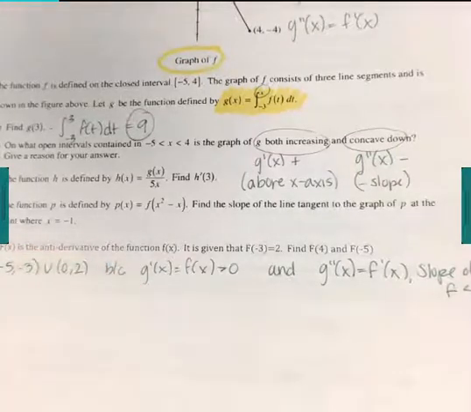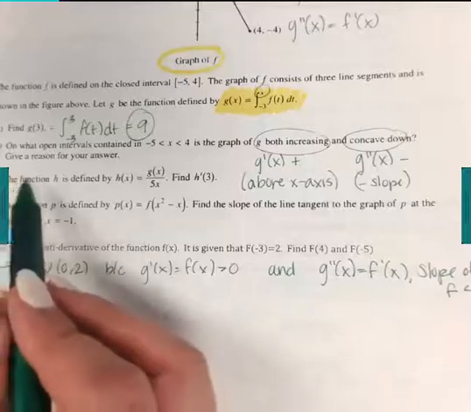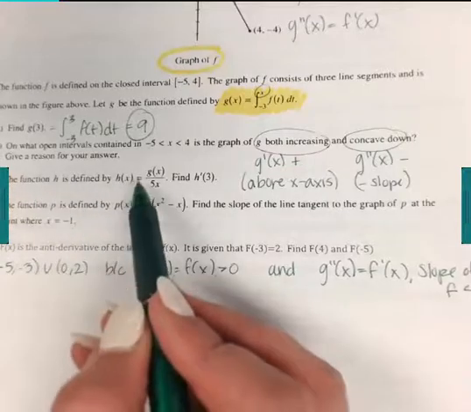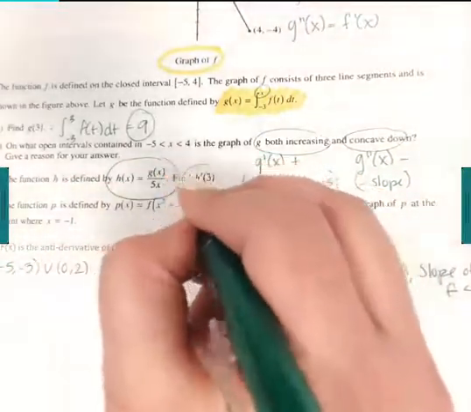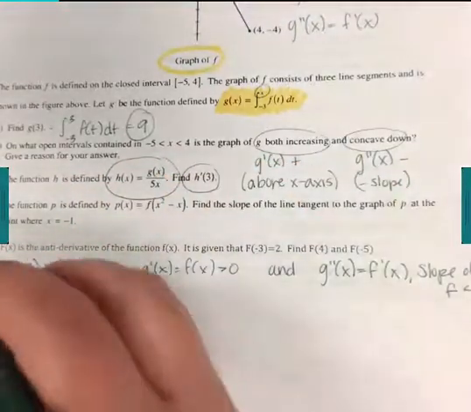All right, part C. Okay, this has kind of nothing to do with the fundamental theorem, but we're going to do it anyway. So, function h is defined by h of x equals this. We want h prime of 3. What are we going to do first?